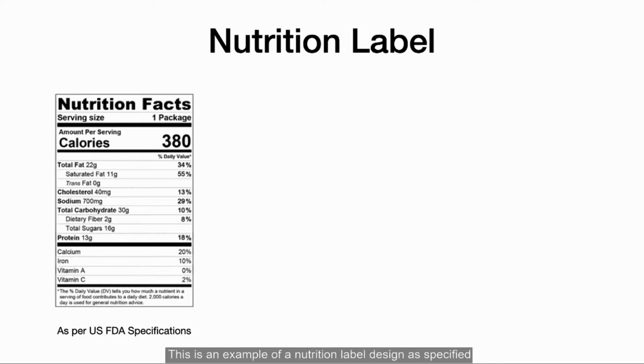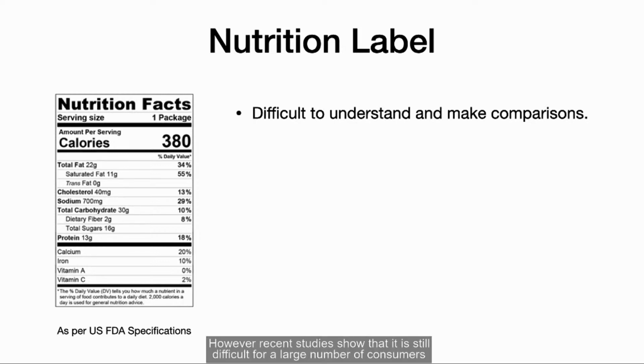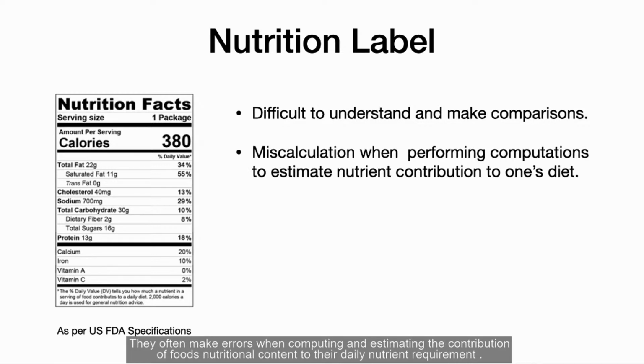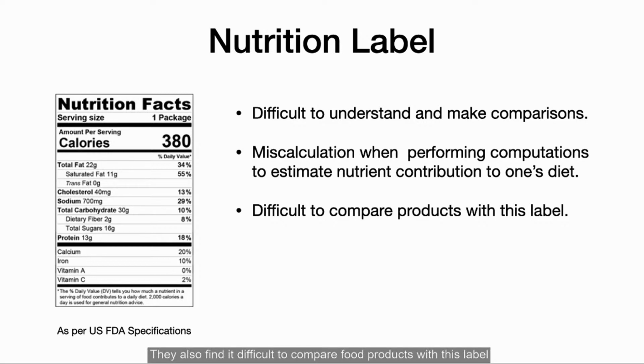So let's start off by taking a look at the current nutrition label design. This is an example of a nutrition label design as specified by the US Food and Drug Administration, or FDA. It is a textual label that uses font styling such as font size and making text bold to emphasize important nutritional content of a food product. However, recent studies show that it is still difficult for a large number of consumers to understand and make comparisons between food products. They often make errors when computing and estimating the contribution of food's nutritional content to their daily nutrient requirement. They also find it difficult to compare food products with this label.